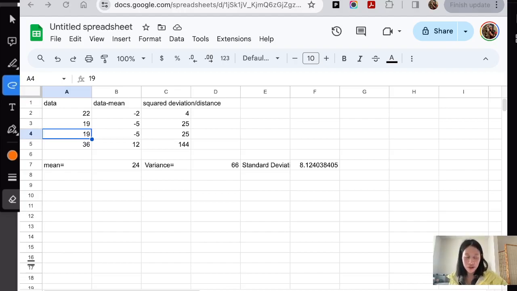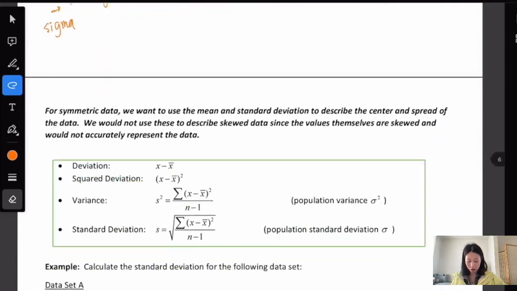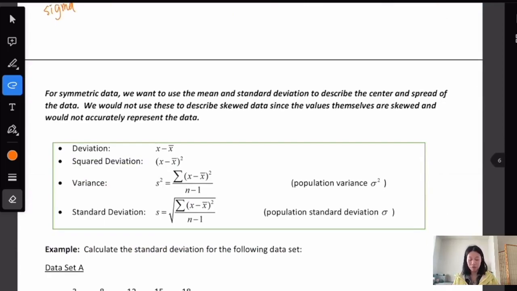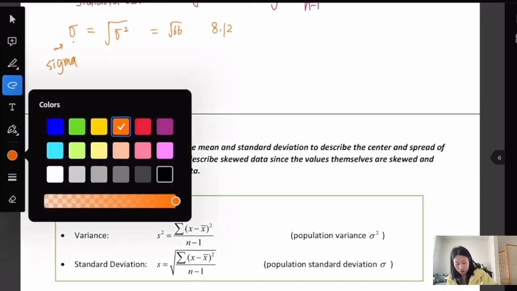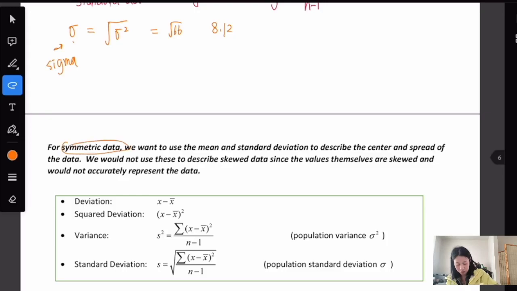Now, after we're done with these, let's get back to our lecture. Now, take a look. For symmetric data, we discussed it in the last video. We use mean and the median for symmetric data. Because, why? The mean is not resistant to the outliers.